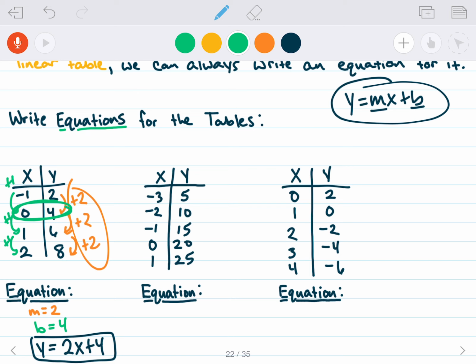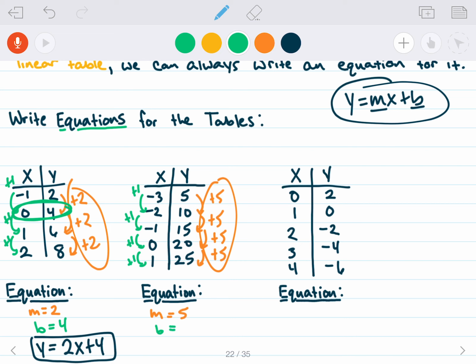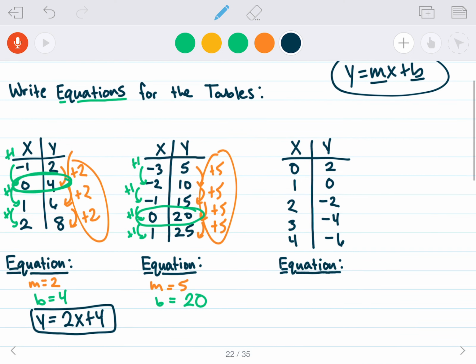Alright, let's do the next one. So here I can see that I'm adding 1, so I'm not going to have any weird problems with the slope. So this is plus 1, plus 1, plus 1. If I look at my y values, 5 to 10 is plus 5, 10 to 15 is plus 5, 15 to 20 is plus 5, 20 to 25 is plus 5. And so we can conclude here that our slope is 5. Now our y-intercept occurs when x is 0. So that happens right down here. When x is 0, y is 20. So that's my y-intercept. Therefore, my equation is y equals mx plus b.